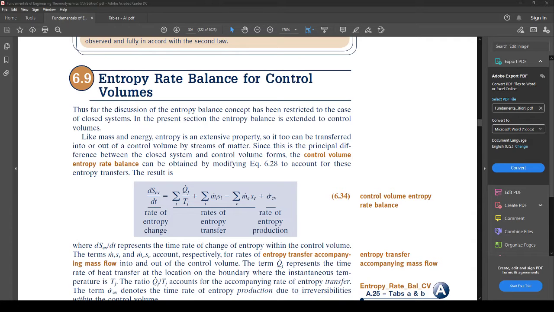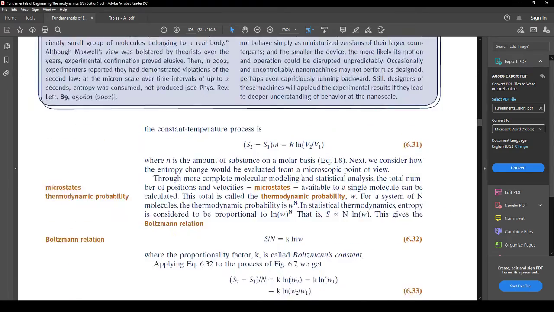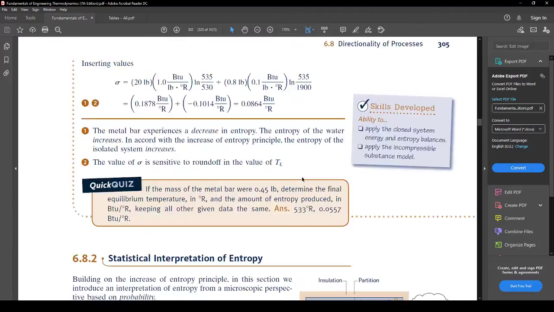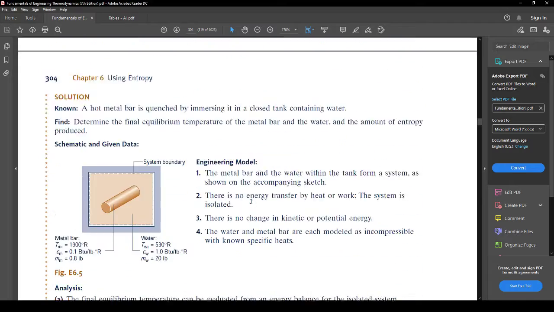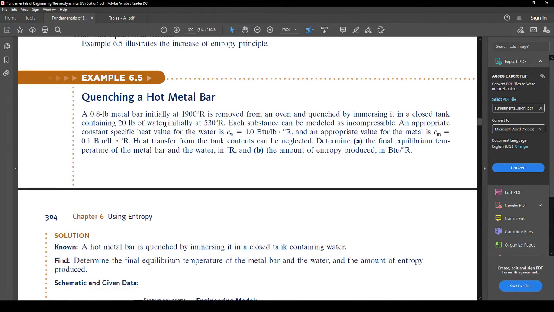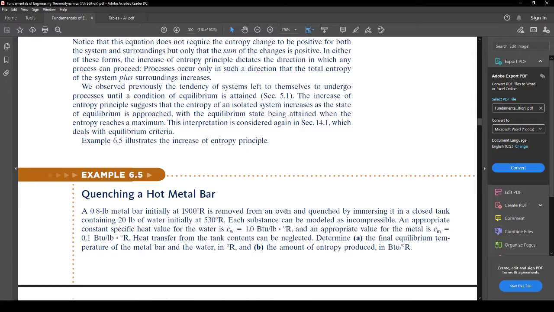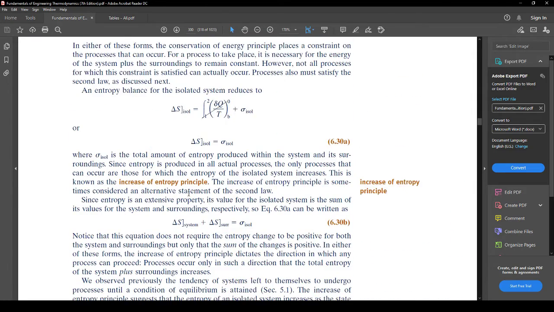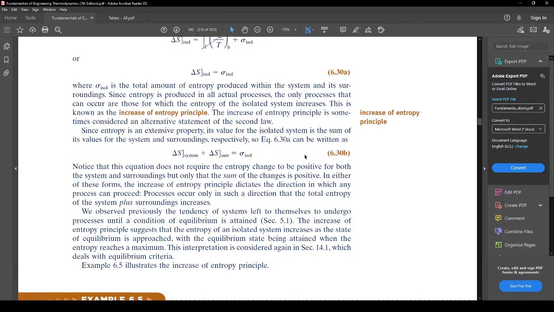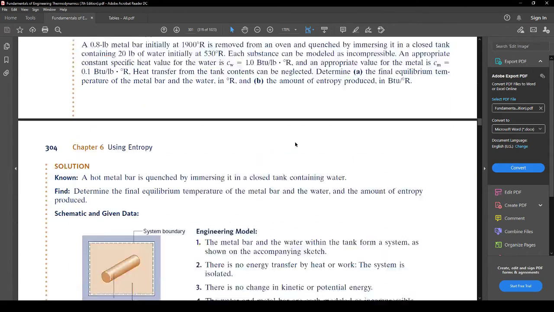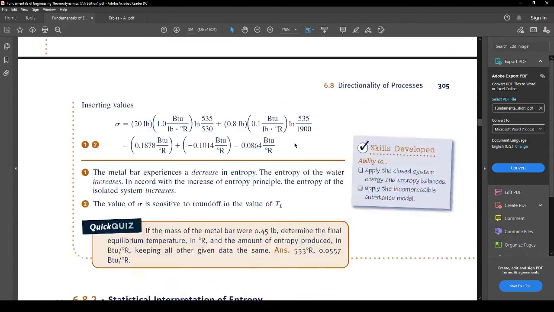So, what we did last time was we did 6-8, which was the entropy section right here, which was the statistical interpretation of entropy and this stuff right here. Basically, the entropy of the system plus the surroundings is equal to the entropy produced. Remember that.